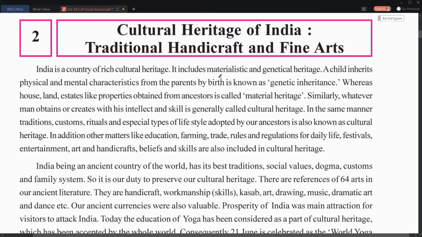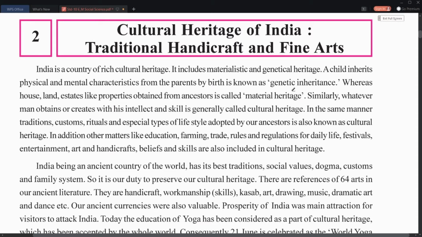It includes materialistic and genetical heritage. Materialistic means which is related to material only. And genetical heritage means which is related to genetics, genetic inheritance. When a child inherits physical and mental characteristics from the parents by birth, it is known as genetic inheritance. Whereas house, land, estates, like properties obtained from ancestors is called material heritage.